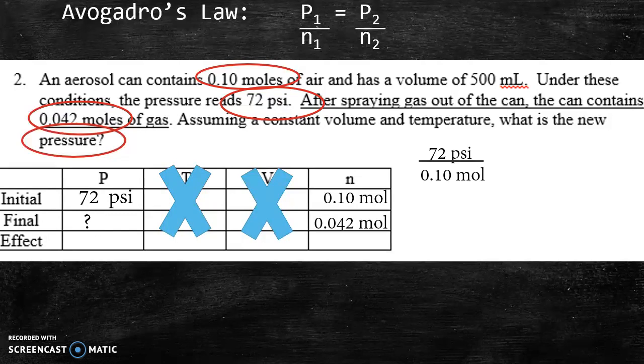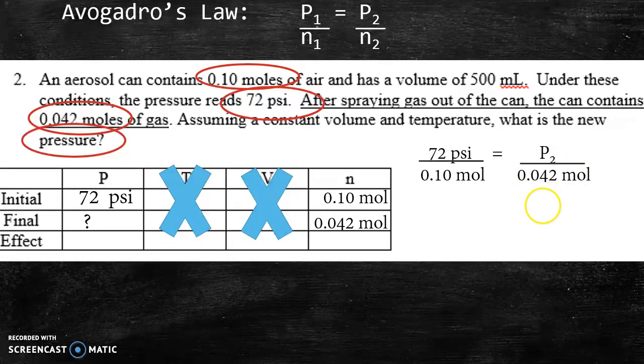So first the initials. The initial pressure is 72 psi. Initial number of moles, 0.1 mole. And then what it changes to. We don't know what the new pressure is, but we know that it changed to 0.042 mole. So that's our number of moles 2.